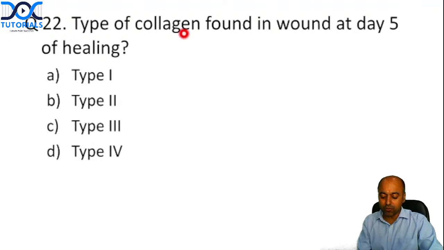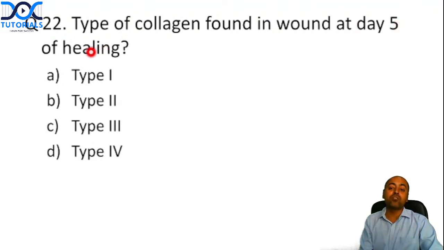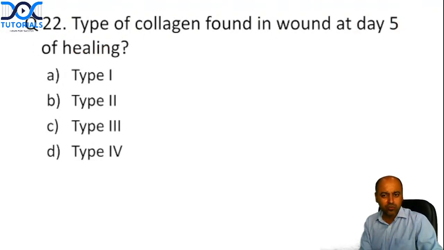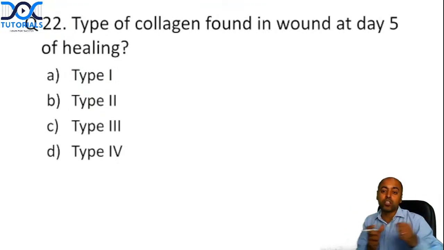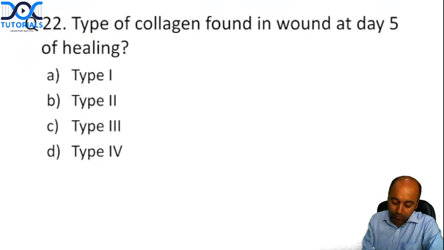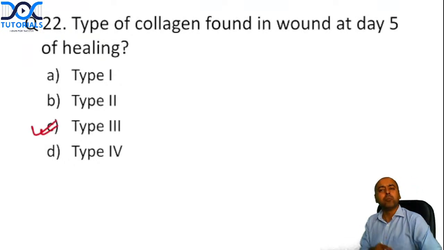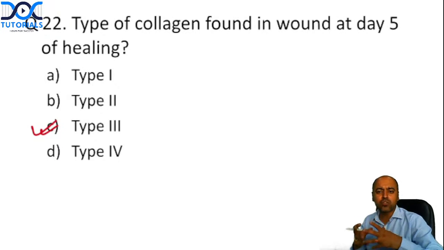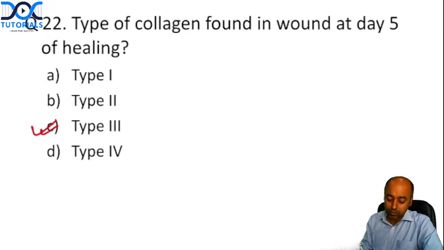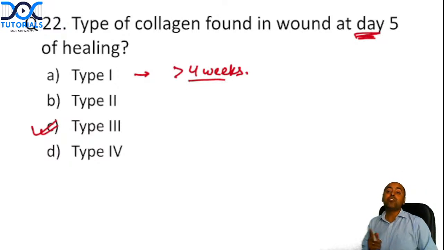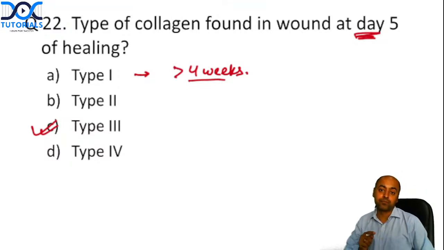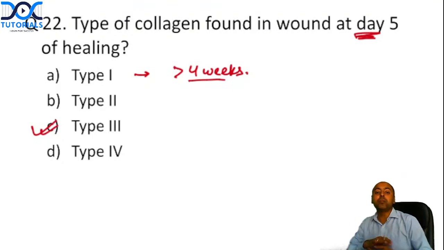Question 22. Type of collagen found in wound at day 5 of the healing. What you have to understand, in the first 3 to 4 weeks, the wound is brought closer together. So flexible collagen type is formed, which is the type 3. By the end of 4th week, the strength of the collagen starts increasing. So the type 1 will appear after 4 weeks, not days. If it were week 5, then answer would be type 1. But day 5, the answer will be type 3.